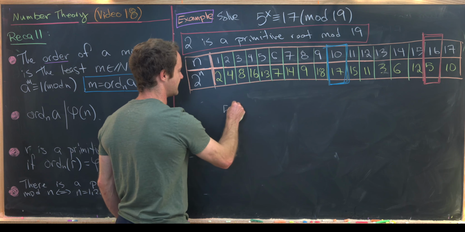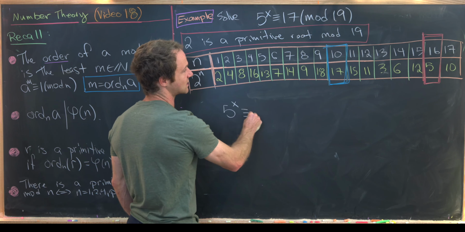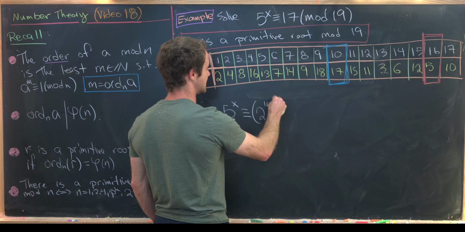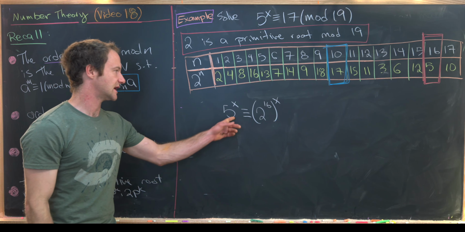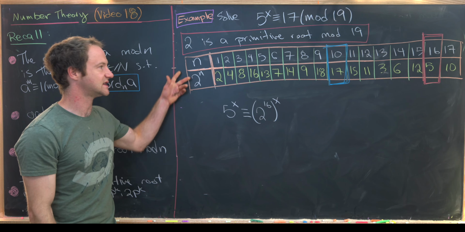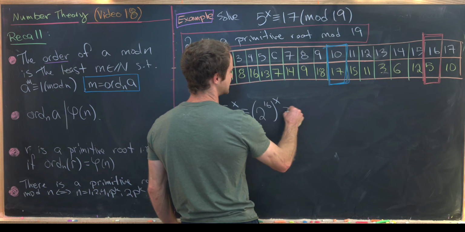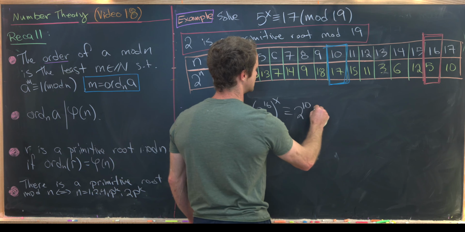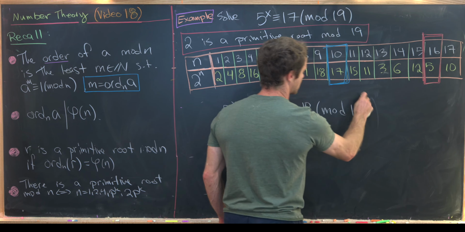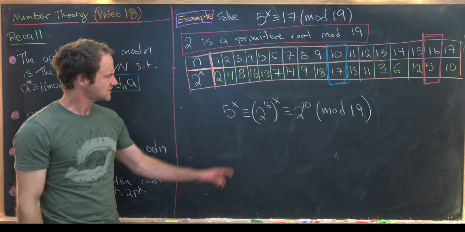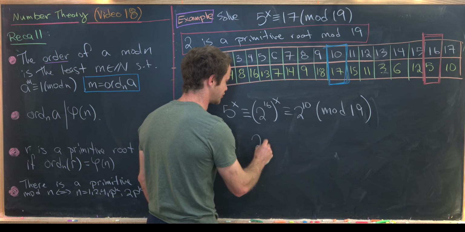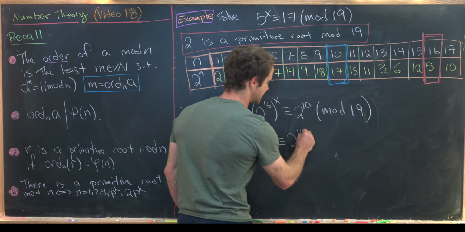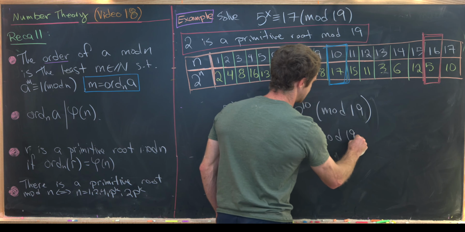So let's take that into account. So we've got 5 to the x. Well, that is congruent to 2 to the 16 to the x. Again, I just replaced 5 with 2 to the 16 from our chart. But that needs to be congruent to 17. But notice 17 is 2 to the 10. This is all occurring mod 19. Now we can simplify this a little bit. That gives us 2 to the 16x is congruent to 2 to the 10 mod 19.